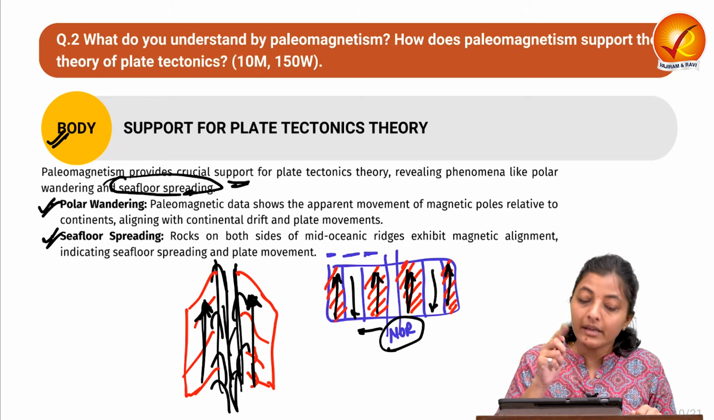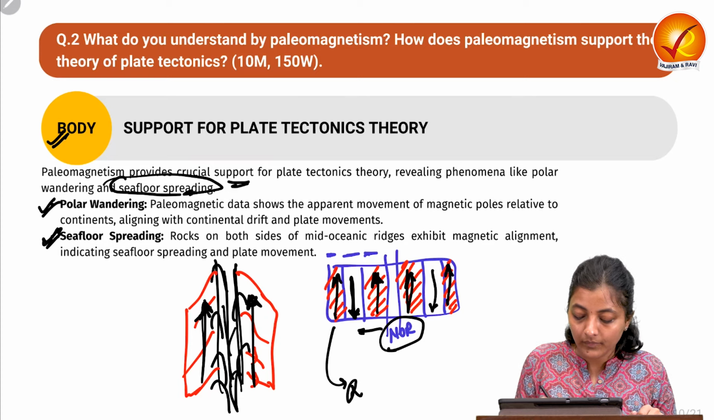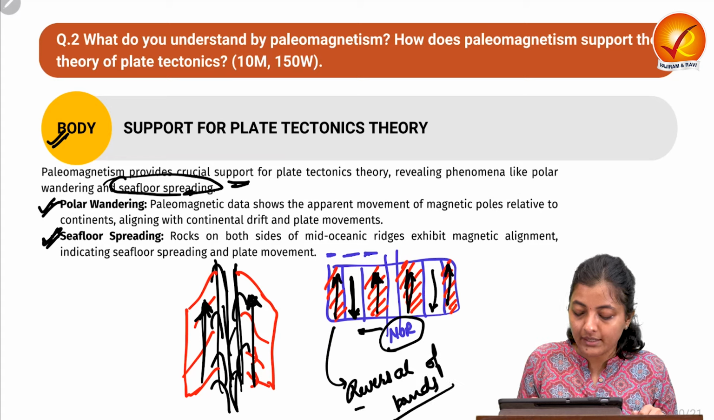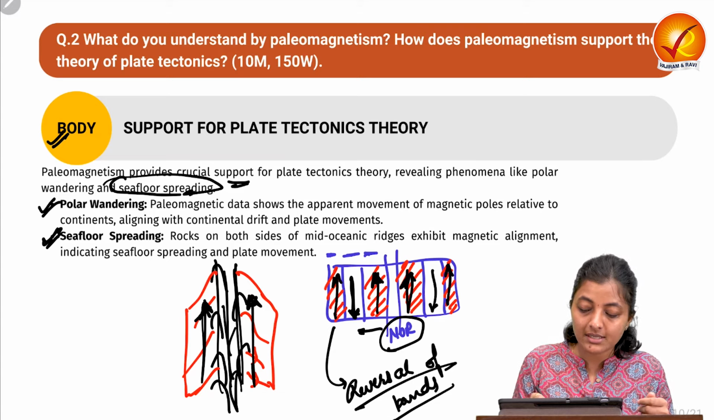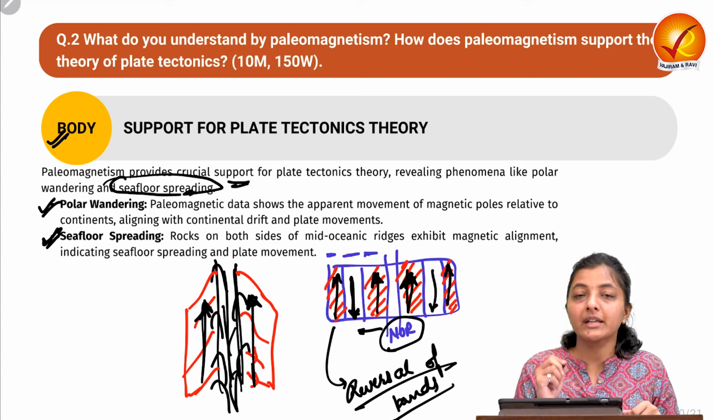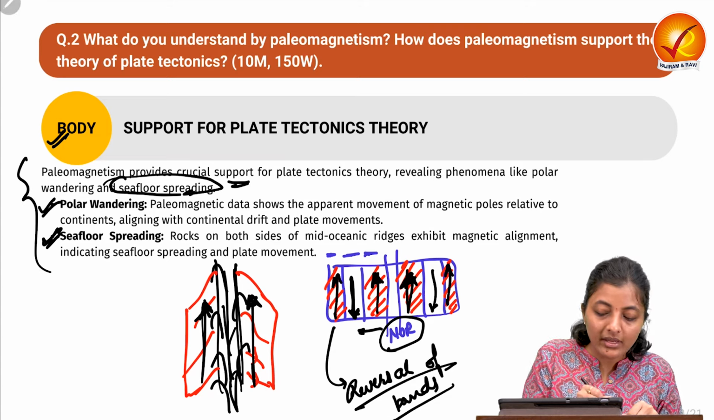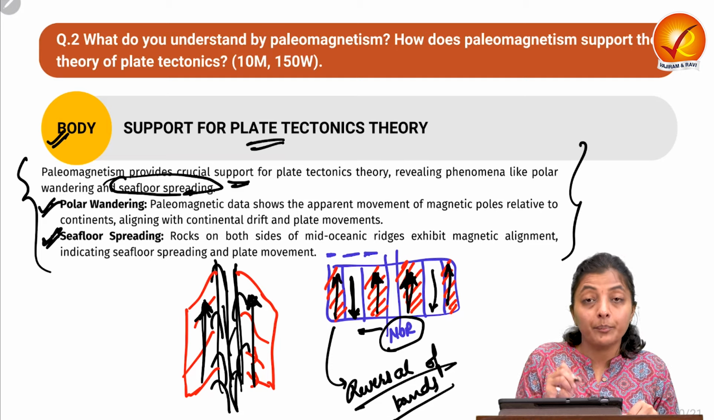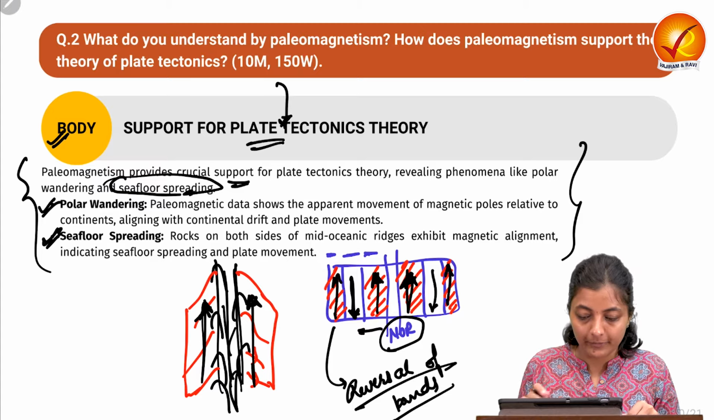generated. It means again with this magnetic properties, the reversal of bands have shown that with time, when the magnetic properties have changed, this new magma has erupted and has acquired the magnetic properties of the Earth's magnetic field. Okay, so this way you can write about the paleomagnetism and how it is related supporting the plate tectonics theory.